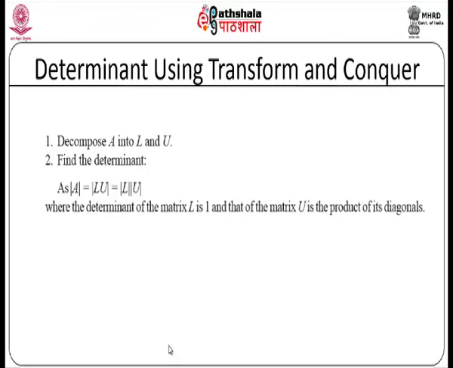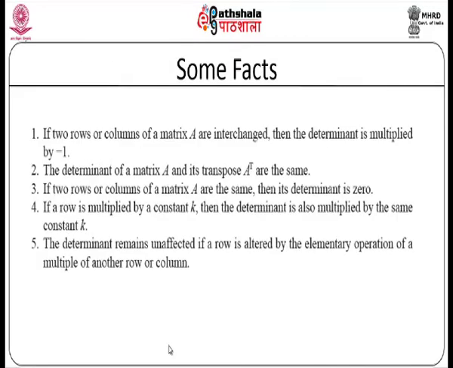So, what is the beauty here? The beauty is very simple. The determinant of the matrix L is going to be 1. Therefore, the problem of finding the determinant is reduced to the determinant of the matrix U, which is the product of its diagonals. Just by multiplying the diagonals we can find the determinant of the whole matrix A.